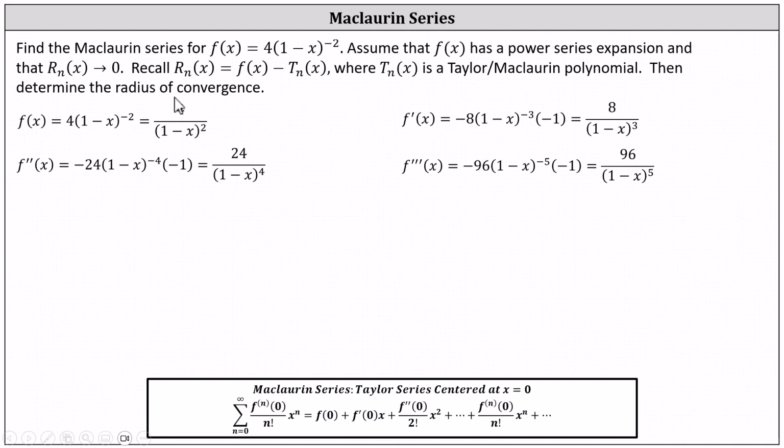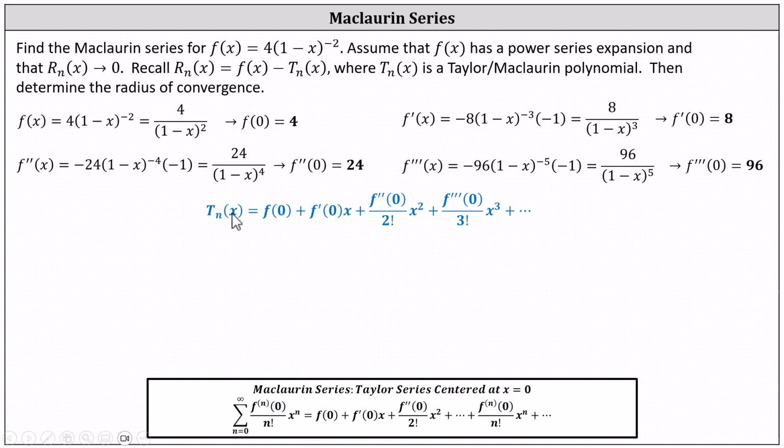And now again, because we're looking for the Maclaurin series, which is centered at x equals 0, we now evaluate each of these functions at x equals 0. F of 0 equals 4, f prime of 0 equals 8, f double prime of 0 equals 24, and f triple prime of 0 equals 96. And now starting with the Maclaurin polynomial, we now substitute in the function values, which gives us the Maclaurin polynomial T sub n of x equals 4 plus 8x plus 24 divided by 2 factorial x squared plus 96 divided by 3 factorial x cubed.